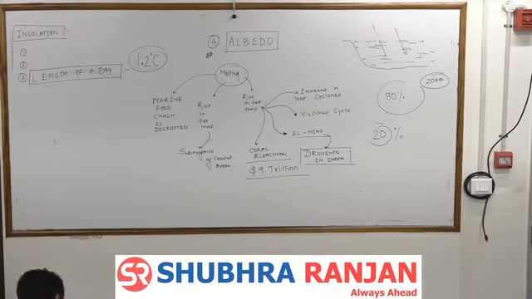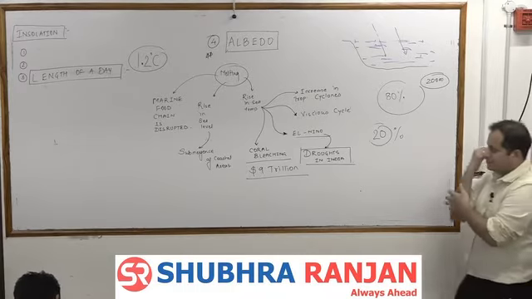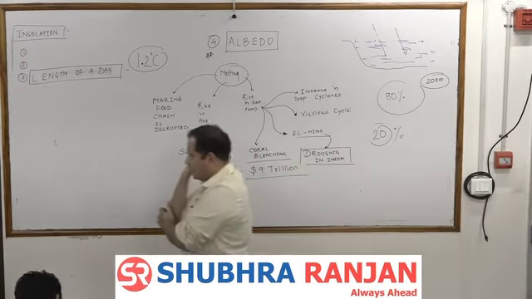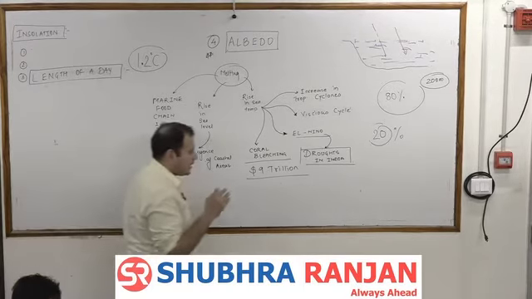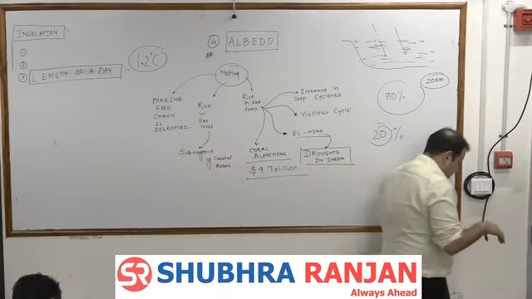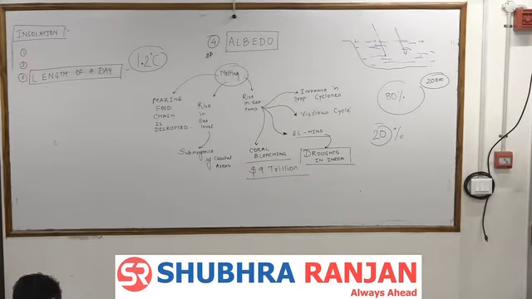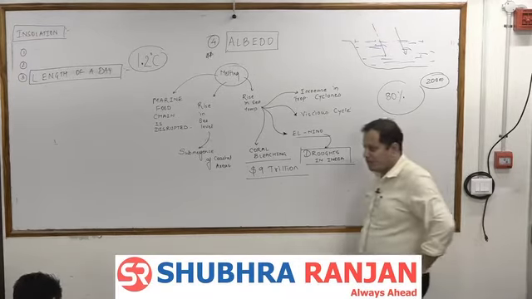Full stop. In simple words, albedo is the amount of sunlight that is reflected back into the space. Next point, albedo affects the heat budget of the earth.